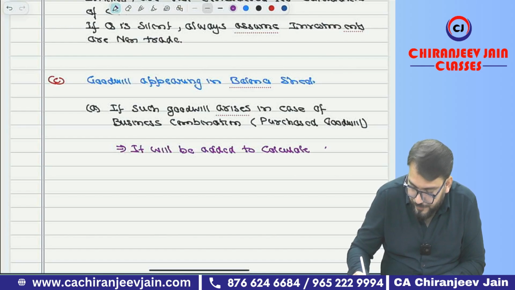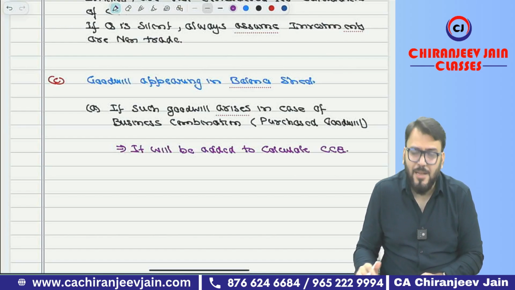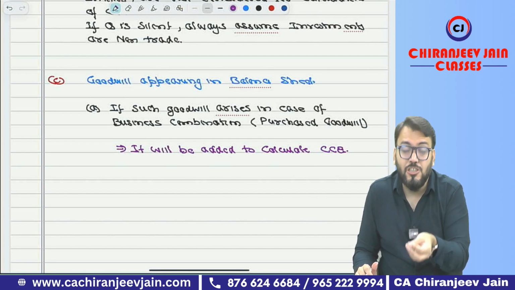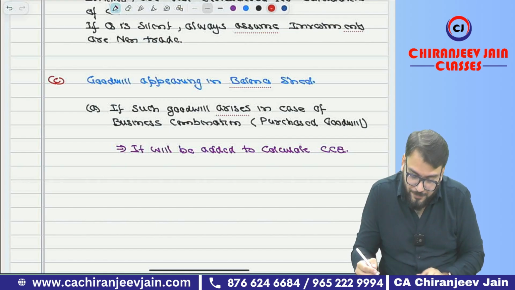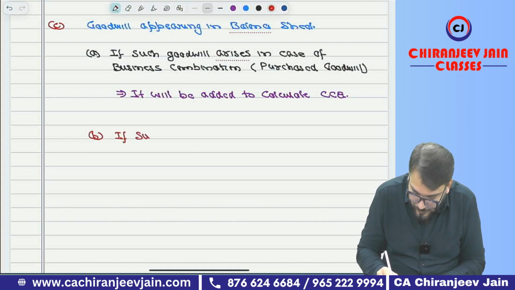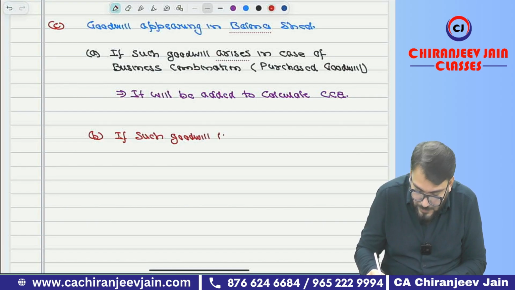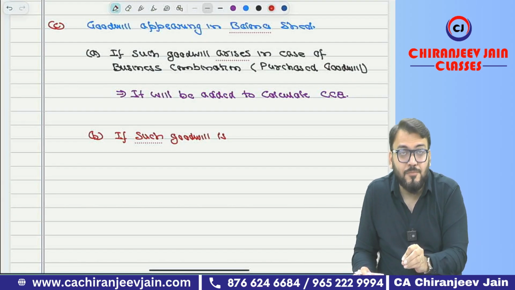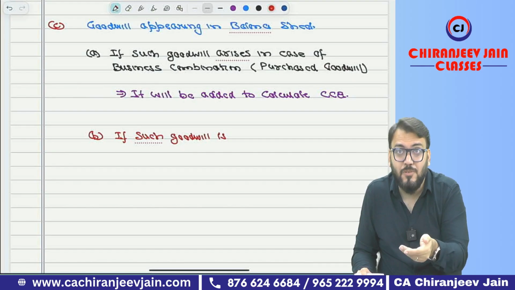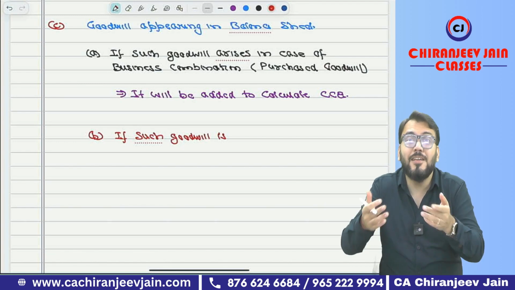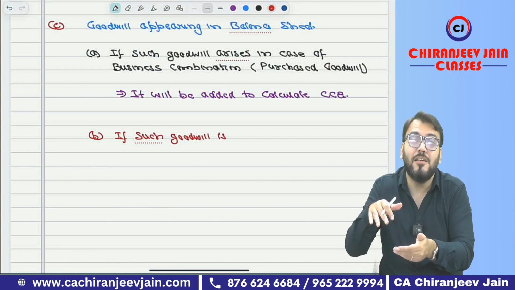to calculate closing capital employed. Why? Because it is just like another asset, as it arises in case of business combination. Okay, but if such goodwill is self or internally generated, as per Ind AS 38 or AS 26, I hope you have done AS 26, we can't recognize that type of goodwill. So self-generated goodwill cannot be recognized. If it cannot be recognized, how can you add it to calculate closing capital employed?